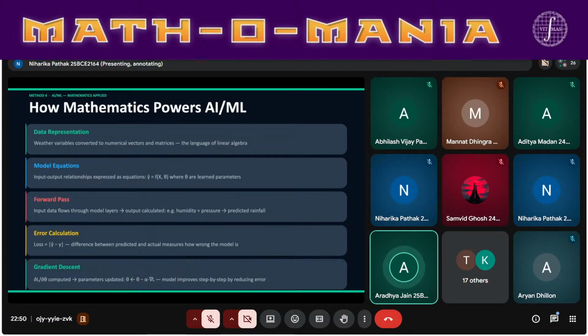So how does mathematics actually power AI/ML? The data representation of this method is completely different from the previous methods. We use the language of linear algebra. When we collect the data, we represent all of the data in numerical vectors and matrices. This helps us reduce the complexity of the data which we had, all the equations which we had, and all the nonlinear equations which we had. It helps us reduce all of them, and it makes it easier to understand.